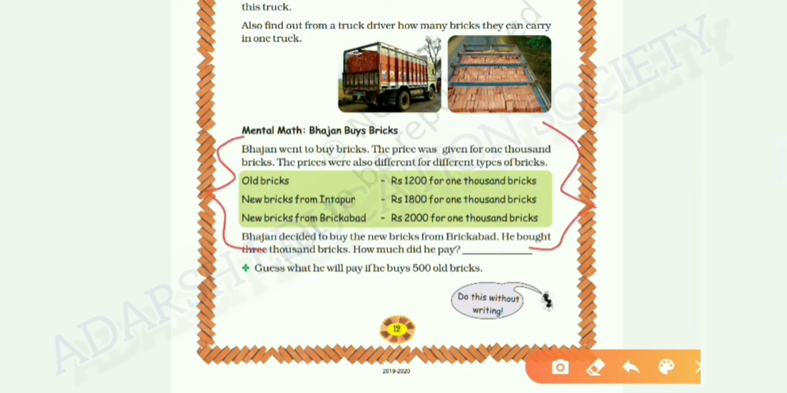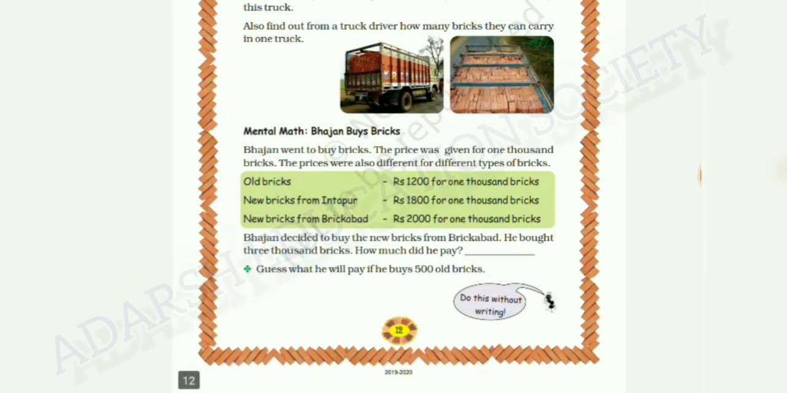Here Bhajan goes to buy bricks at a brick kiln. The price chart is given here. The price is for 1000 bricks, and the price for different types of bricks is different. We have already seen the chart, okay? They give us 3 types of bricks and the price is also for 1000 bricks, okay?